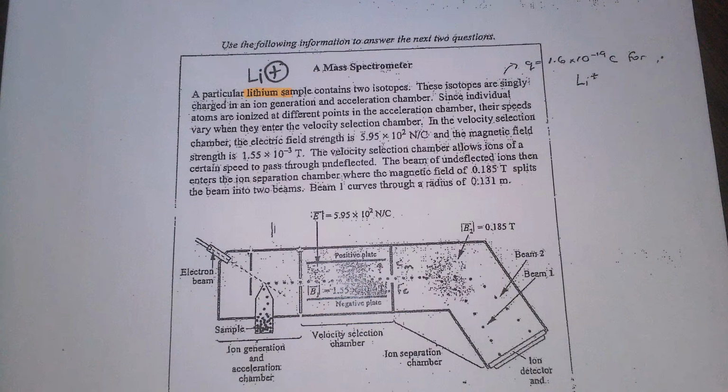These isotopes are singly charged in an ion generation and acceleration chamber. Since individual atoms are ionized at different points in the acceleration chamber, their speeds vary when they enter the velocity selection chamber. In the velocity selection chamber, the electric field strength is 5.95 times 10 to the 2 newtons per coulomb, and the magnetic field strength is 1.55 times 10 to the negative 3 teslas. The velocity selection chamber allows ions of a certain speed to pass through undeflected.